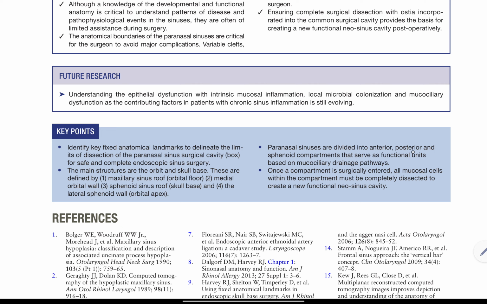Paranasal sinuses are divided into anterior, posterior, and sphenoid compartments that serve as functional units based on mucociliary drainage pathways. Once a compartment is surgically entered, all mucosal cells within the compartment must be completely dissected to create a new functional sinus cavity.